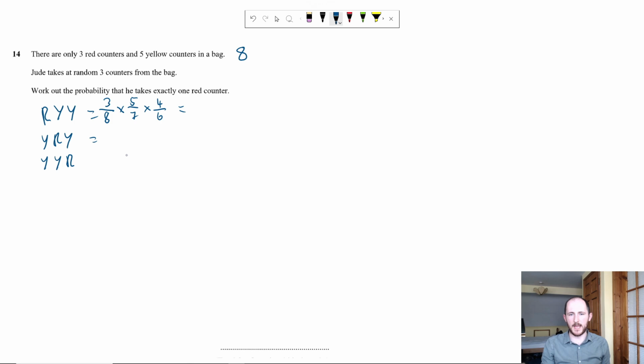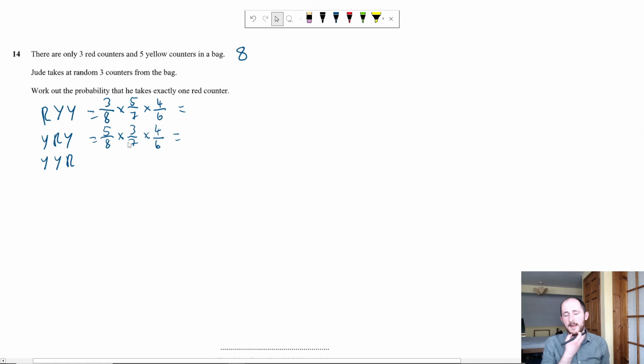So, yellow, red, yellow, we have 5 out of 8, because there's 5 yellow counters and 8 counters. We have the same number of red counters, so it's still 3, but there's 1 fewer total counters. And then we have 1 fewer yellow counters and 1 fewer overall. So if you notice, the numbers have just been jiggled around.